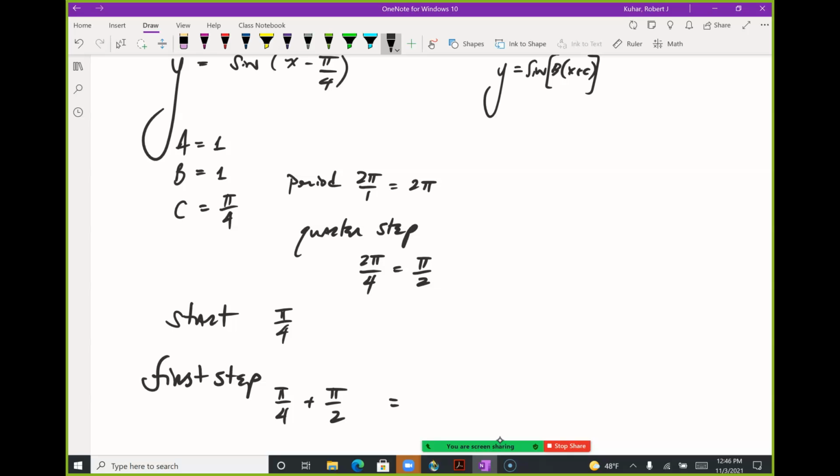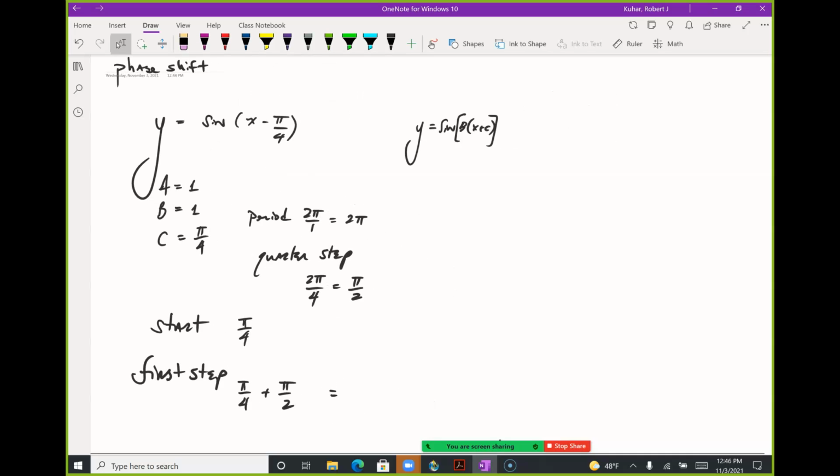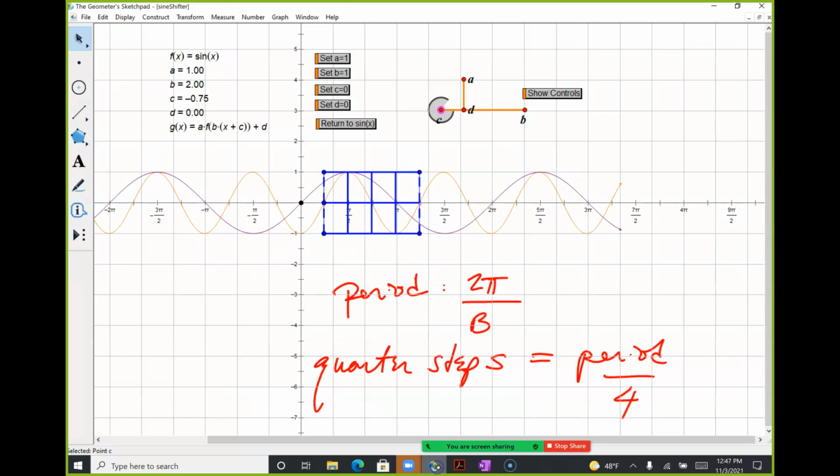So what do I get there? For the first step, what do I get? Three pi over 4. Very good, class. Yes? I have a quick question. Sure. So for the period, how did you get 2 pi over 1? It's always 2 pi over b. Over b, yep. I had written that on that sketch pad one, right? Period is 2 pi over b every time.